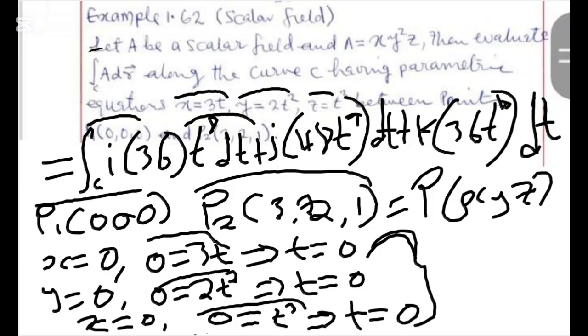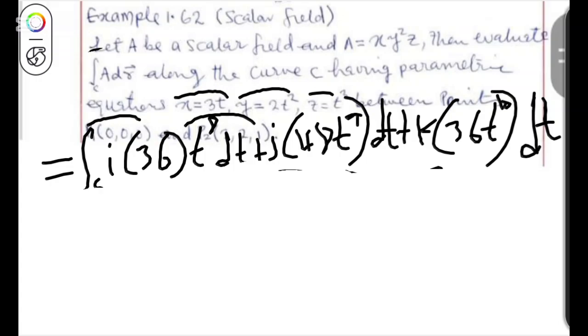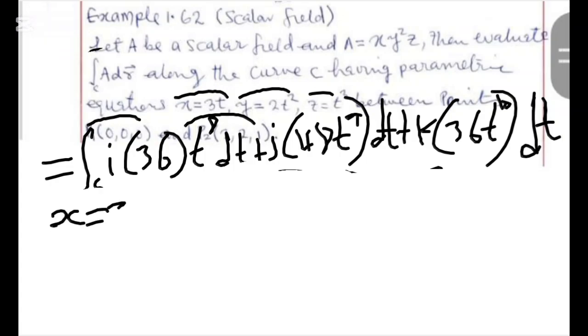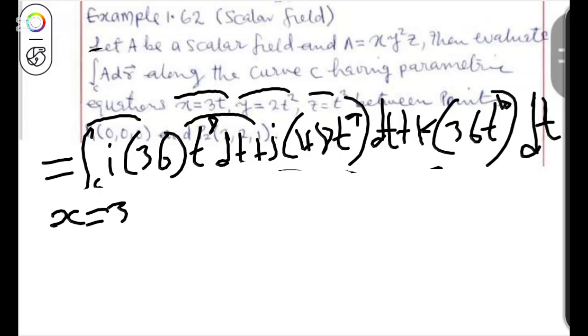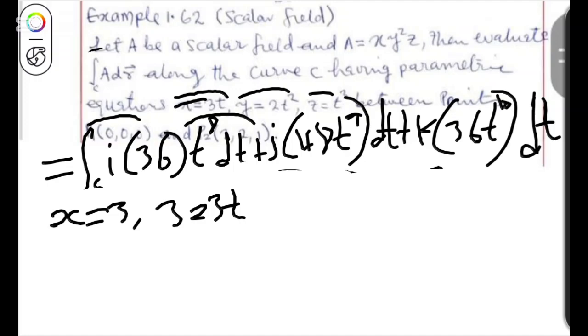So as you can see, the lower limit, I already get what? T1, which is 0, because I insert all zeros. So t is the same thing as 0 for the lower limit. So let's see for the upper limit. So now for the upper limit, I have to say when x it is equals to 3, just take a look to this value of x. So you say 3 is the same thing as 3t.